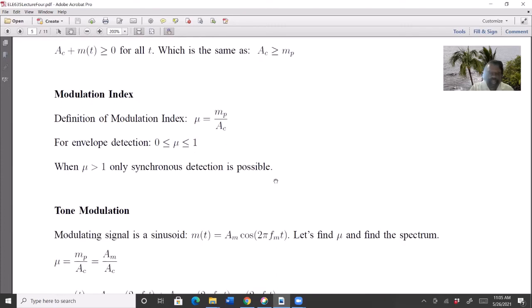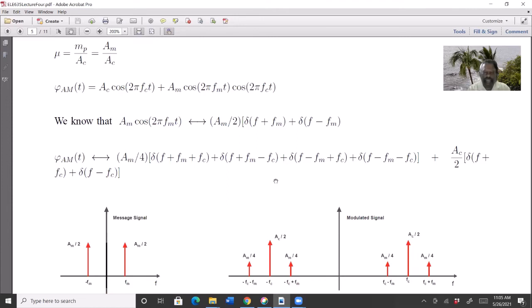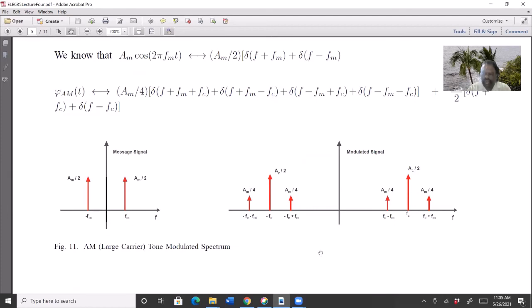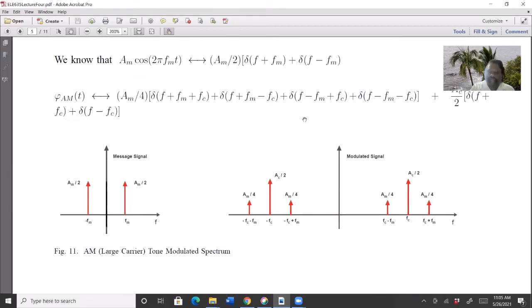Tone modulation. So now we look at the spectrum for AM large carrier. I know some people get obsessed with these many delta functions. It's actually better if you just look at the diagram. I'm not saying you shouldn't understand this, but first, try to understand the diagram. So the message signal is now a cosine waveform of frequency f sub m, amplitude A sub M. So the spectrum is A sub M over 2 here and A sub M over 2 here, at f sub m and negative f sub m. So first thing that happens is this becomes half, so it becomes A sub M over 4, A sub M over 4.